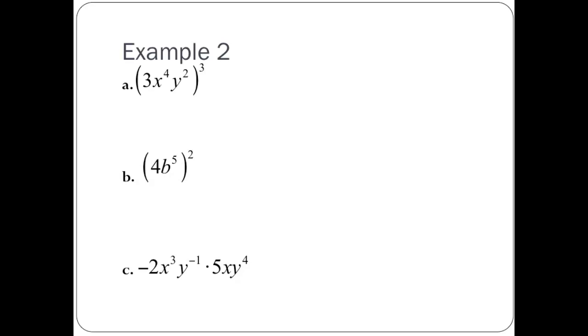So this is going to be 3 to the third, x to the 4 times 3, which is 12, and then y to the 2 times 3, which is 6, so y to the 6th. And now we'll simplify this as much as we can, which really is just the 3 to the 3rd, which is equal to 27. So this is 27, x to the 12th, y to the 6th.